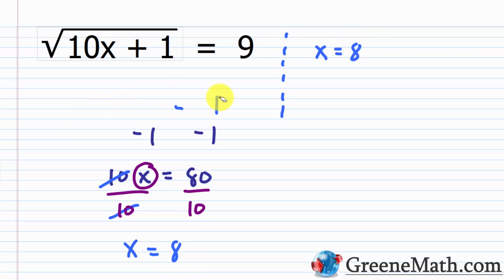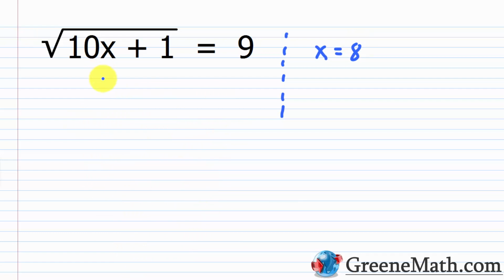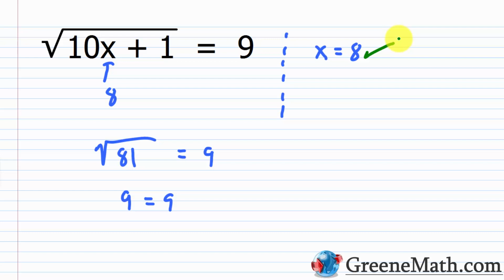We need to check, again, to guard against errors. So if I plugged in an 8 there, I would get 10 times 8, which is 80, plus 1, which is 81. So we would have the principal square root of 81 is equal to 9. That's 9 equals 9, so this guy does check out. So x equals 8 is the correct solution.